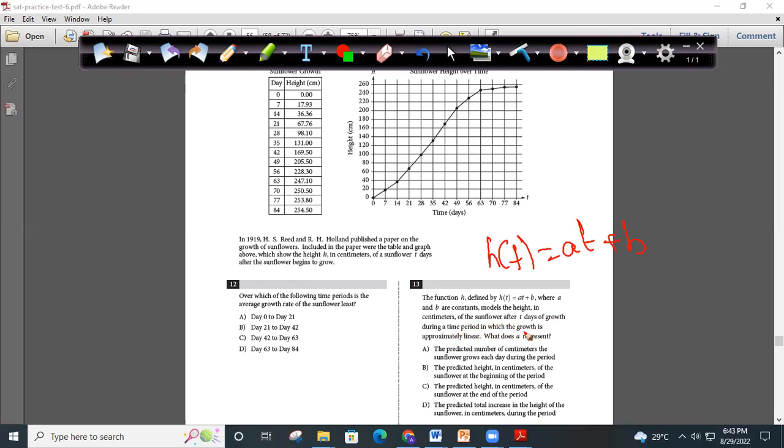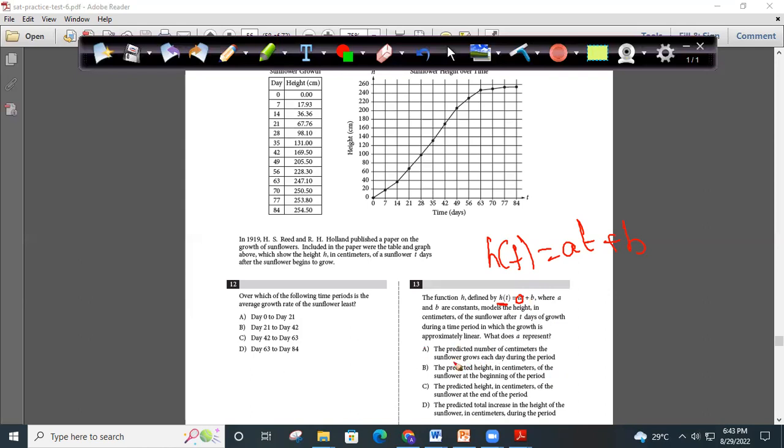During the time period in which the growth is approximately linear, what does A represent? A here is the slope. So what is the change in the height of the tree? H of T represents height in centimeters, T represents each day. So what is the change in the height each day? The predicted number of centimeters the sunflower grows each day during the period. So A for Agra is the one.